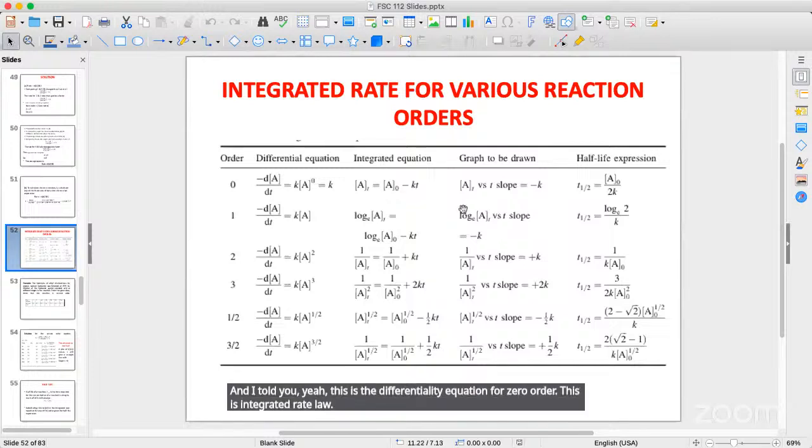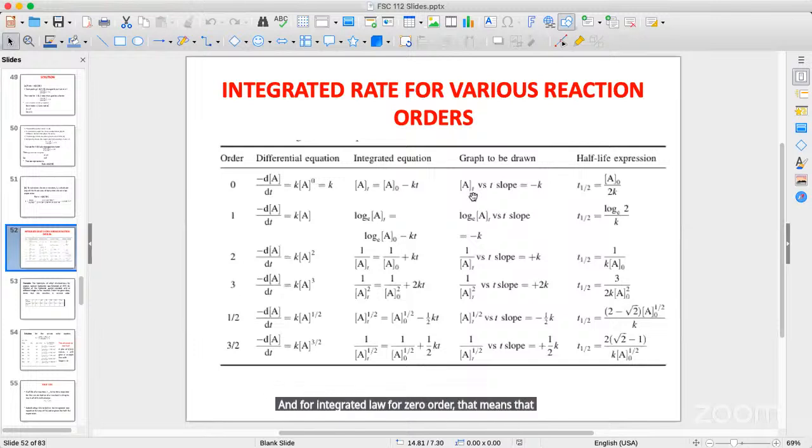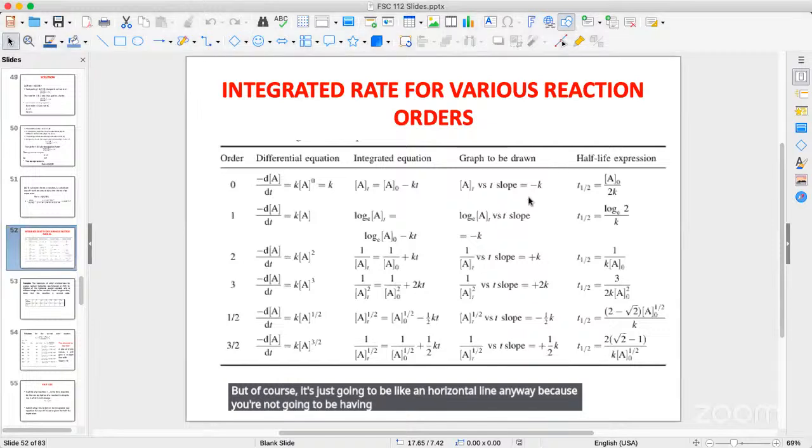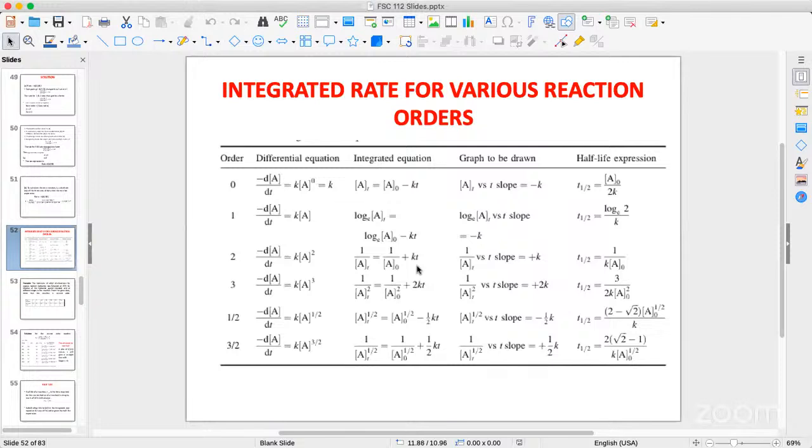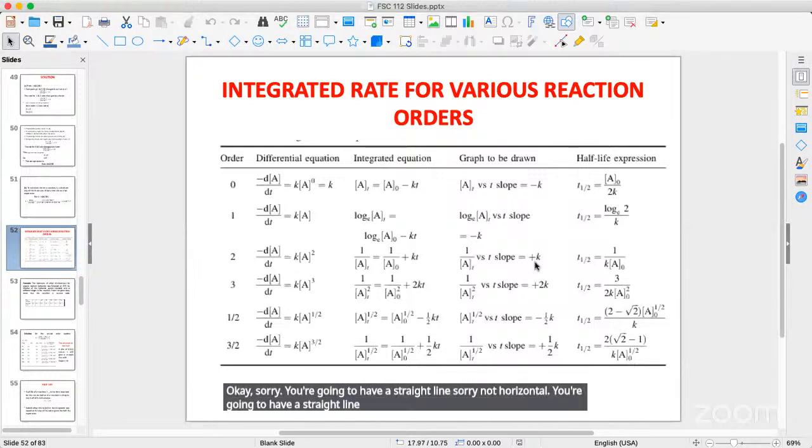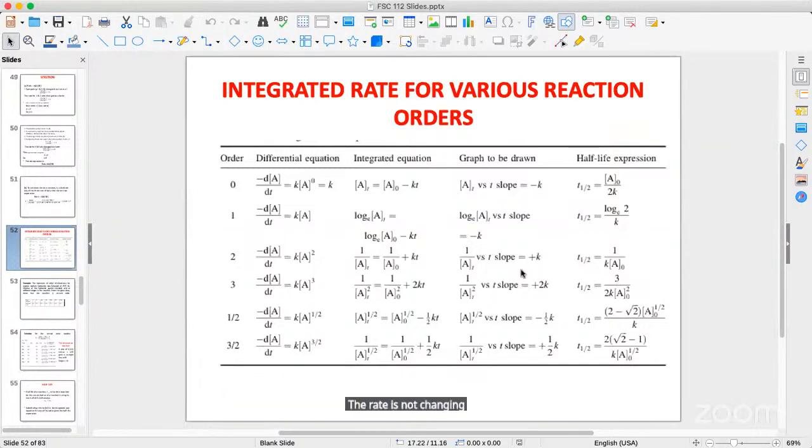And for integrated rate law for zero order, that means that if you plot concentration against time, you should get a straight line. Sorry, not horizontal, you're going to have a straight line. But the fact that you have a straight line means the rate is not changing, because remember, you're plotting concentration against time.